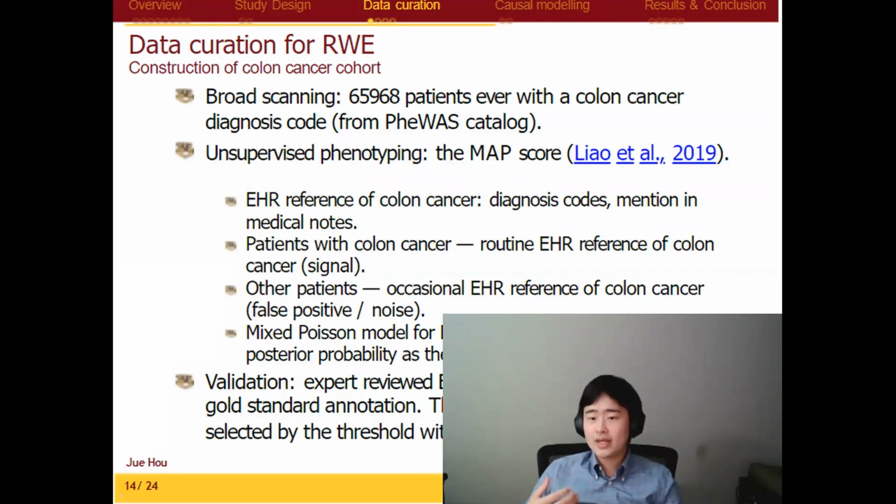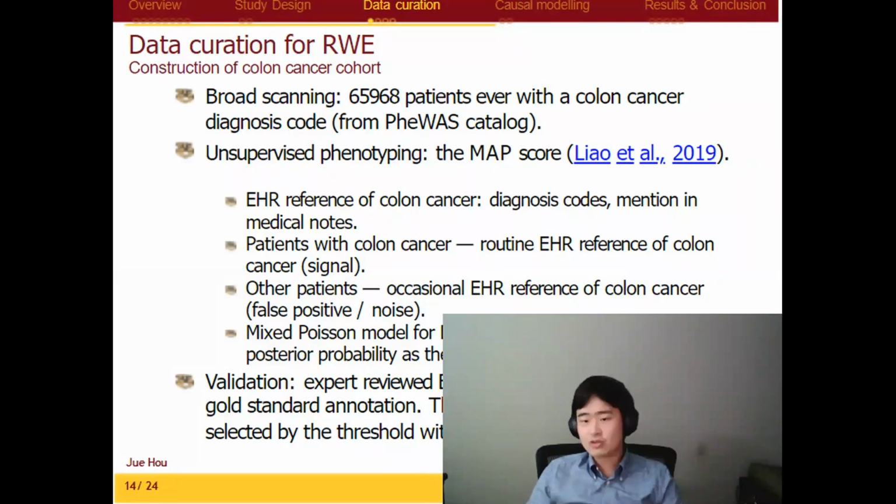And then we used an unsupervised phenotyping method, which is called the MAP score, to narrow down the colon cancer patients. This tool uses the diagnosis codes and the mentions of colon cancer in medical notes, and we would expect a patient with colon cancer to have routine EHR references to the cancer, while other patients might have occasional references, but it wouldn't be regular, right? So those would be false positives and noise.